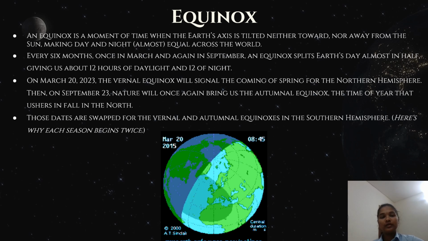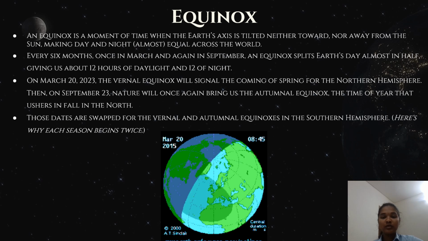Now we will learn about the equinox. Equinox is a moment of time when the Earth's axis is tilted neither toward nor away from the Sun, making day and night. So here also you can see the image of the Earth's rotation, because of which it gives the effect of day and night.